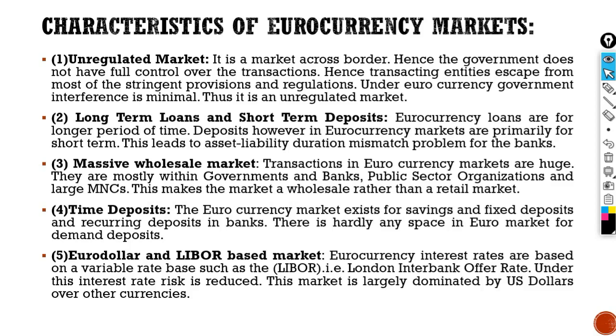The next characteristic is time deposit. The euro currency market exists for savings and fixed deposits and recurring deposits in banks. There is hardly any space in the euro market for demand deposits. So there are basically savings, fixed deposits and recurring deposits in banks.